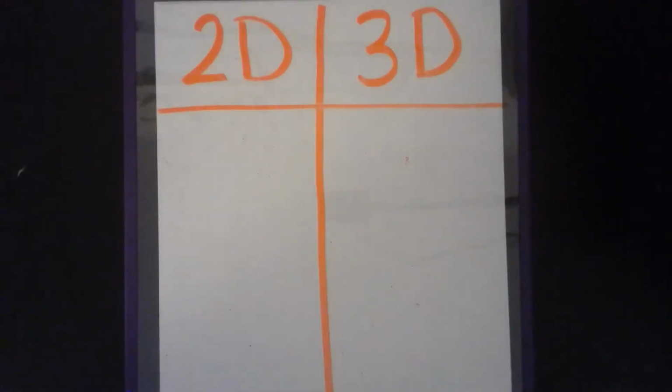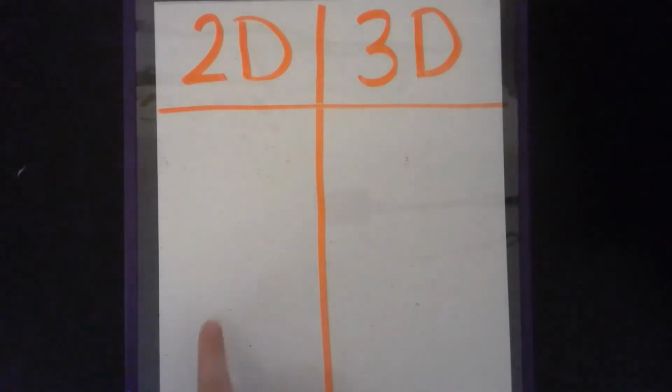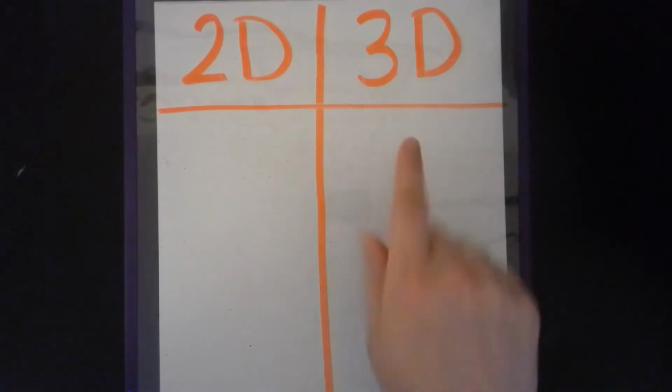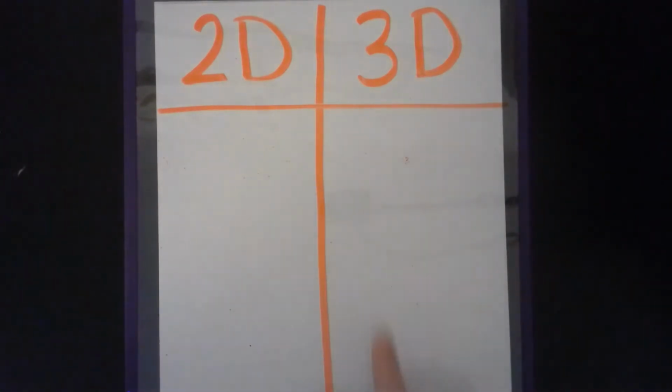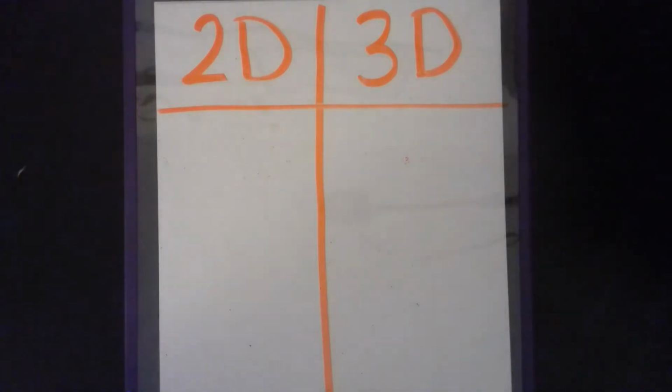This is my sorting sheet. You can see that 2D shapes will go over here and 3D shapes will go over here. As I show you each shape today, you will need to first identify what the shape is, then tell me if it goes in the 2D column or the 3D column. Let me show you how to do this activity with our first shape.